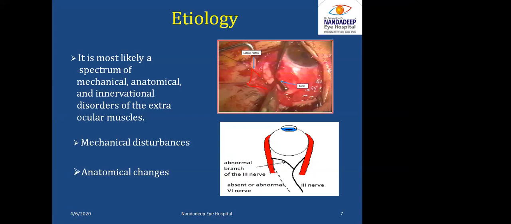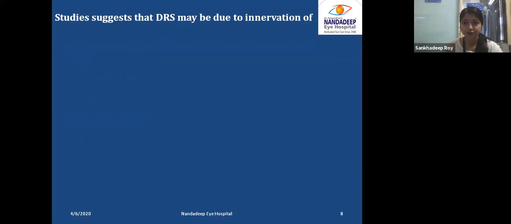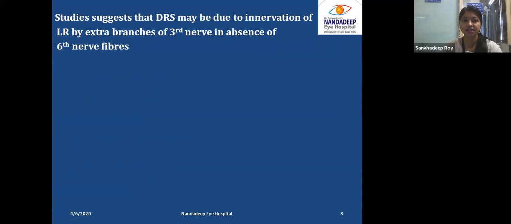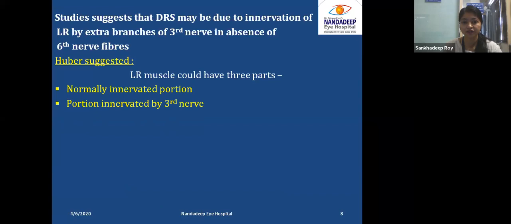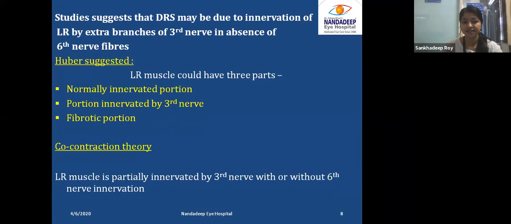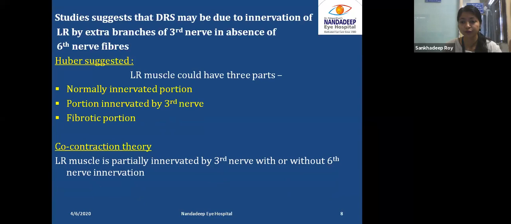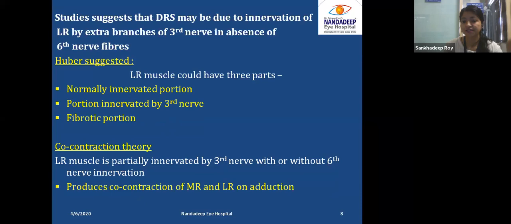Yes, clear. Okay. Many studies suggest that DRS may be due to innervation of the LR by extra branches of the third nerve in the absence of sixth nerve fibers. But Huber suggests the LR muscle could have three parts. Number one, the normally innervated portion, which I already showed in the previous slide, the portion innervated by the third nerve, and obviously a fibrotic portion. Some other theories say the LR muscle is partially innervated by the third nerve, with or without sixth nerve innervation, which produces co-contraction of MR and LR on adduction.